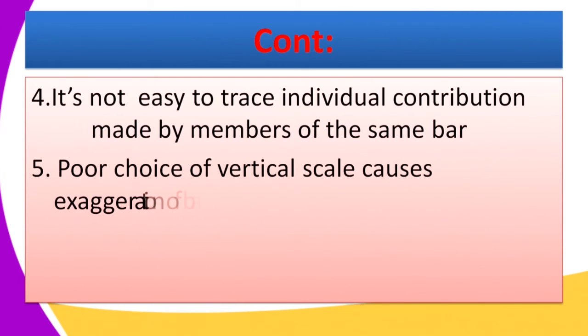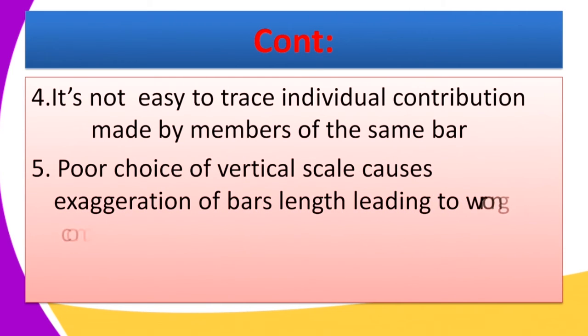To continue with the disadvantages, it is not easy to trace individual contribution made by members of the same bar. So for the crops that we collect in terms of kgs, in terms of tons, we see that we cannot be able to know how much each farmer contributed, because if we are computing data for maize, we will only do it on a collective basis, that is on a general basis. How many bags of maize have we gotten, or how many bags of maize have been harvested at a particular time? It's not what an individual brought to the ground.